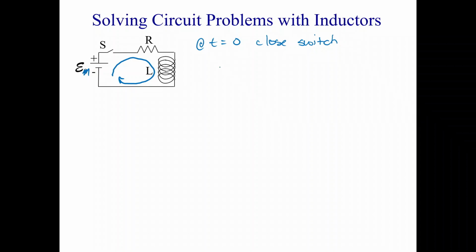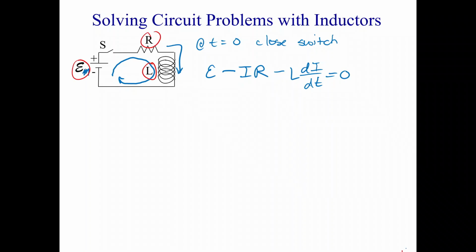So my voltage source is E. I'm going to have a current through the resistor, IR, and then I have negative L dI/dt. You always write it this way, assuming your travel direction for the loop is the same direction that the current is flowing. We want to integrate in terms of I, so I need to set this up. I'm going to add the L dI/dt term to the other side so that I get E minus IR is equal to L dI/dt.